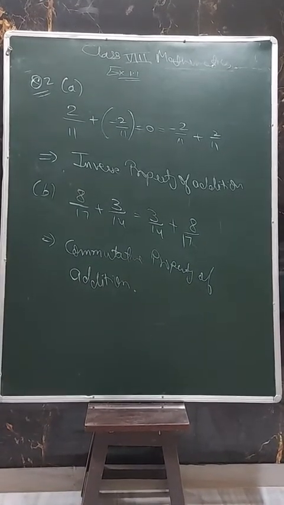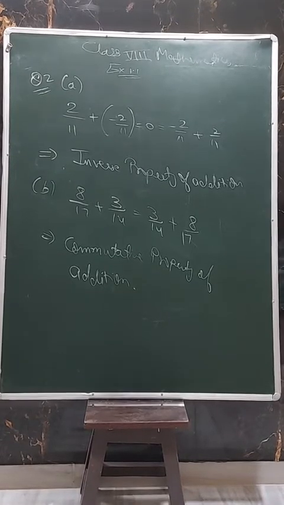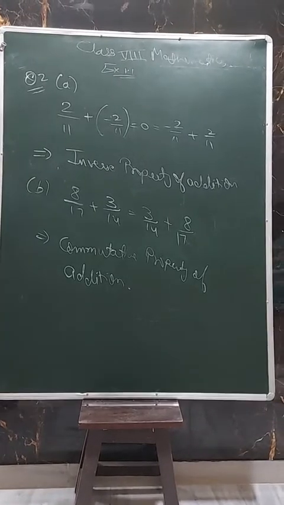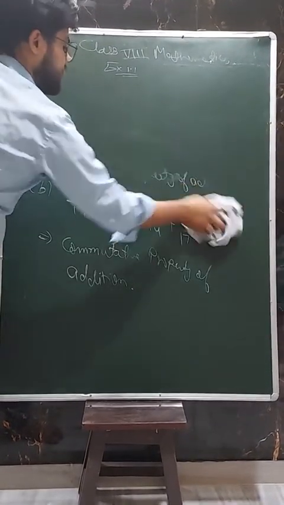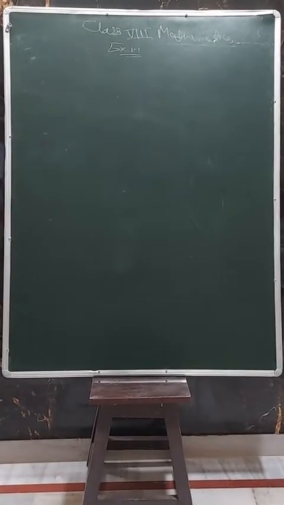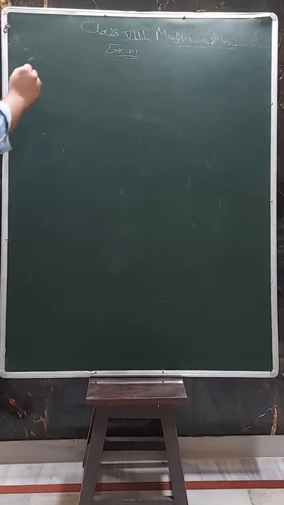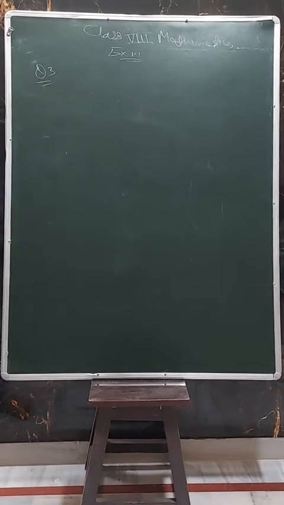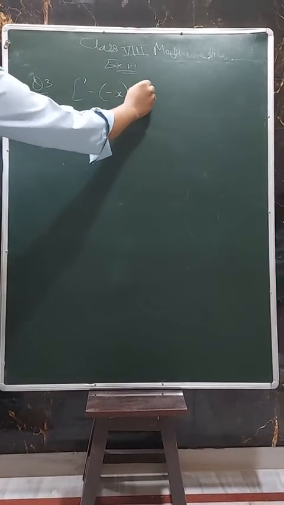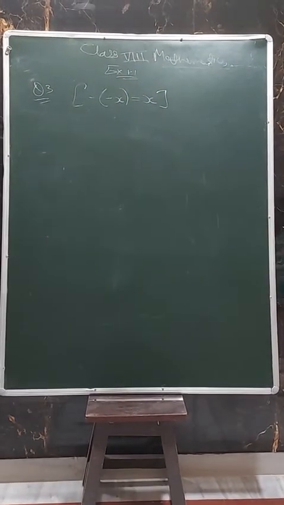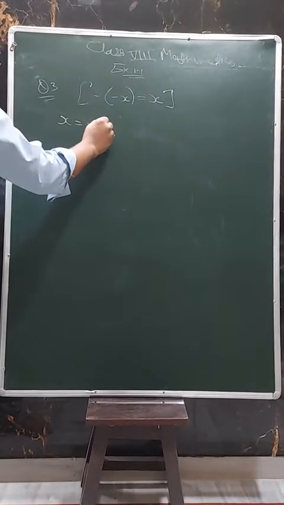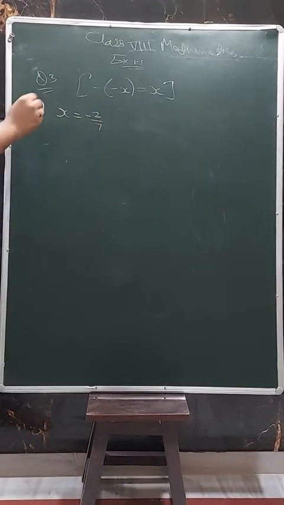Clear? Now remaining two parts are there, same as it is, you have to do. Two are homework. Now question number third, verify. Verification is there in question number 3. In question number 3, verify that we have to verify minus of minus x is equal to x. This we have to verify, and the value of x is minus 2 upon 7. This is your first part.